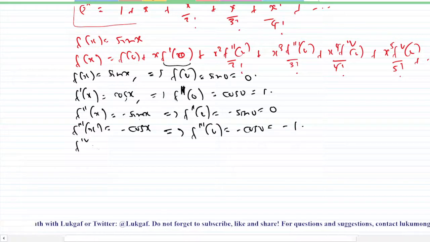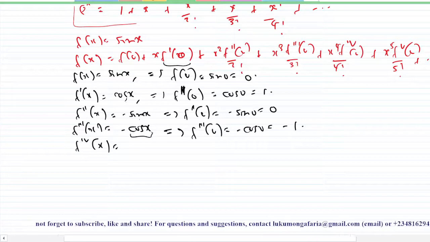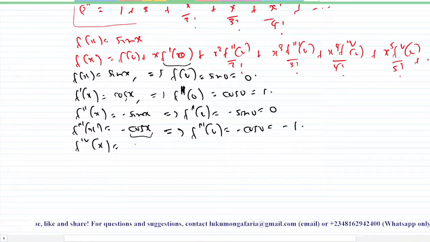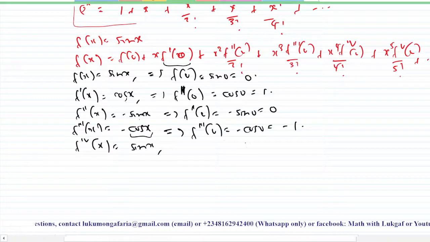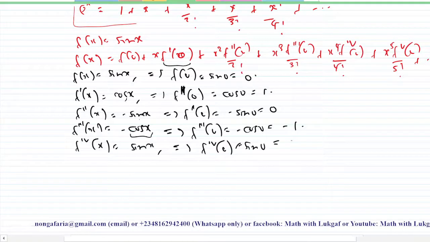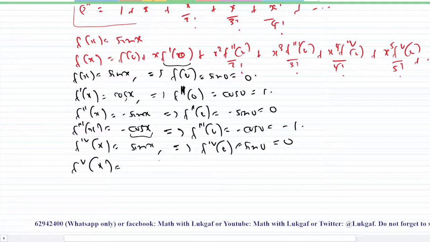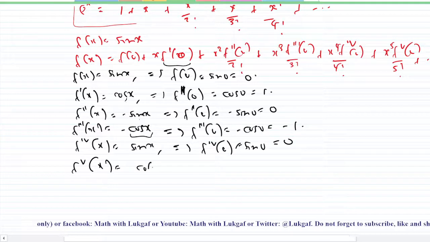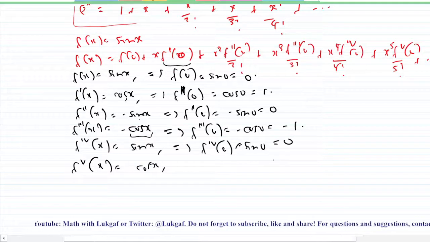Then you find your f of x, you differentiate this guy again. Derivative of cos x is minus sine, minus times minus, this will give me sine. Then your f of 0, that is sine 0, which is equal to 0. Then your f fifth of x, that's what? So cos x. Then your f fifth of 0 will give me cos 0, which is equal to 1.